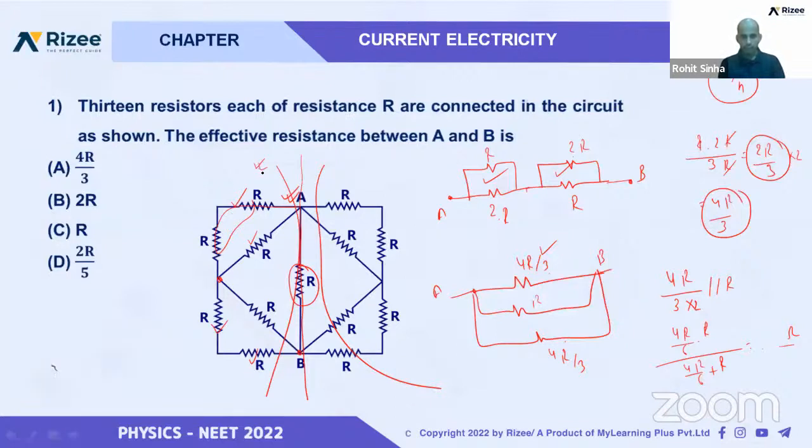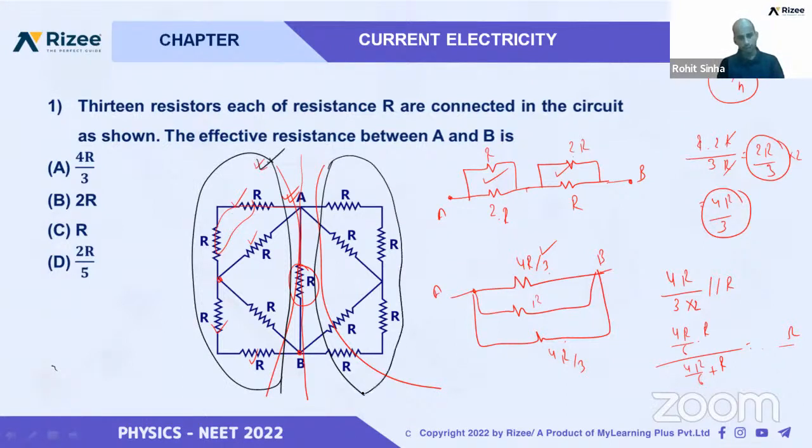I told you this: in this type of circuit, you have to use the symmetry condition. So what is the symmetry condition? You are seeing that this part of the circuit and this part of the circuit are both the same. So we will solve the equivalent of this part only, and we will equate that this will be equal to this part also. That is the concept we have used.